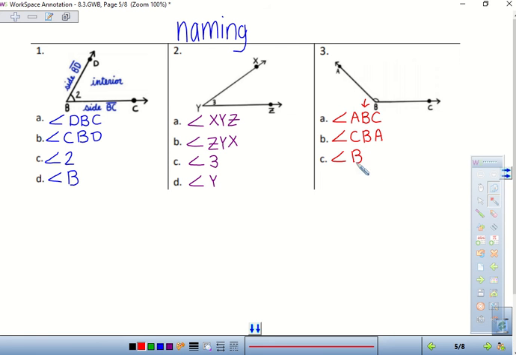B. Now why can't I name it with a number? There's no number in the picture. Can't name it with a number that doesn't exist. Sometimes that will be the case. I want to show you an example like that.